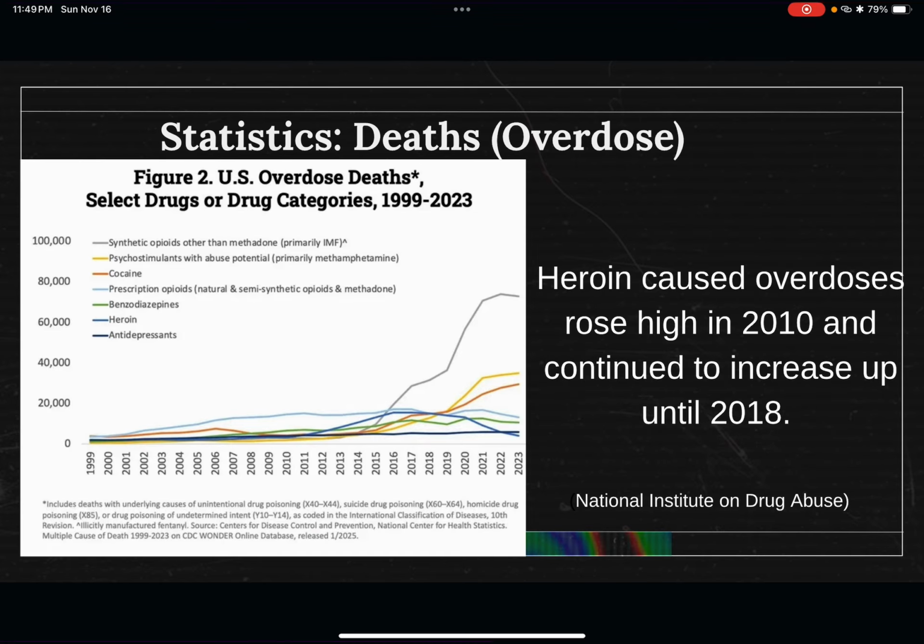Here are the statistics of deaths from heroin. As you can see, the darkish blue line starts to rise around 2010, 2011, and keeps increasing to about 2018, and then it starts to decline. But as you can see, that's a huge jump from 2010 to 2018, how high it has risen.